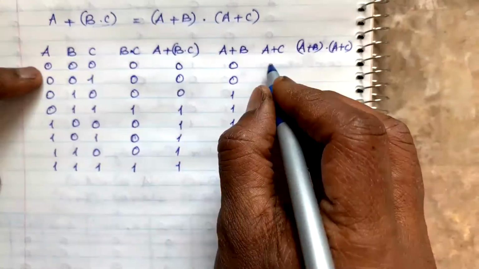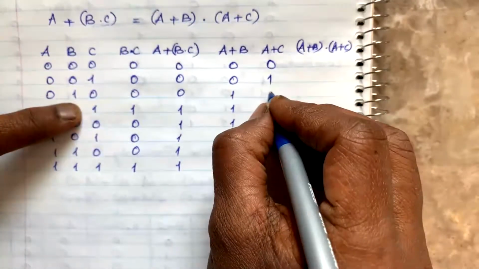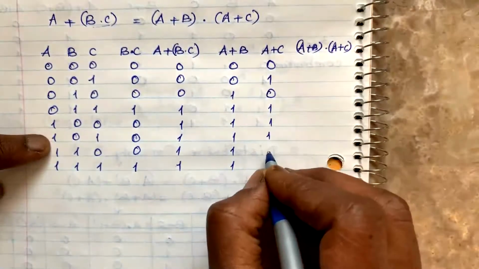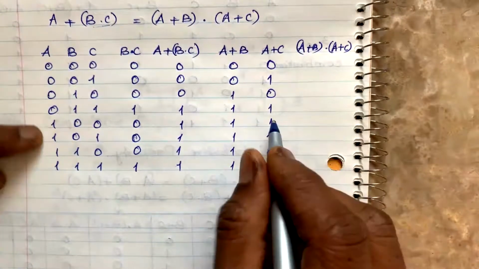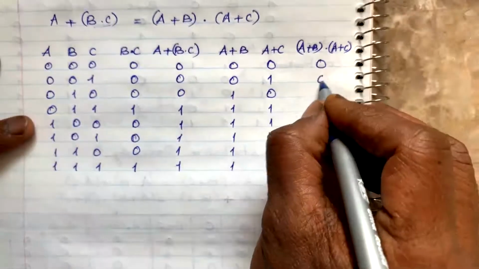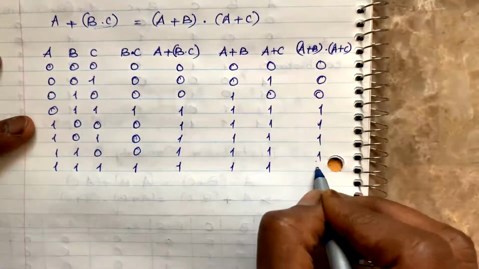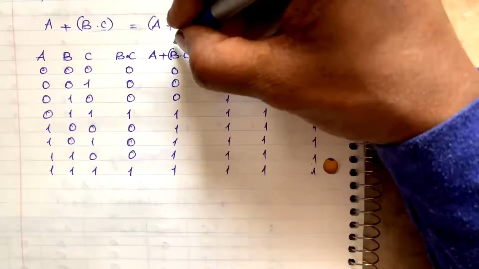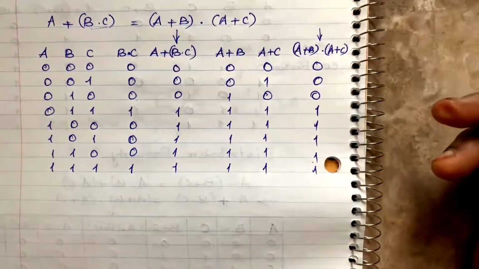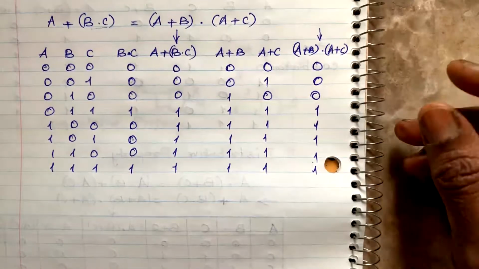A plus C. Now dot it. Now look at this column and this column. They are one and the same. So we have proved that A plus B dot C is A plus B dot A plus C.